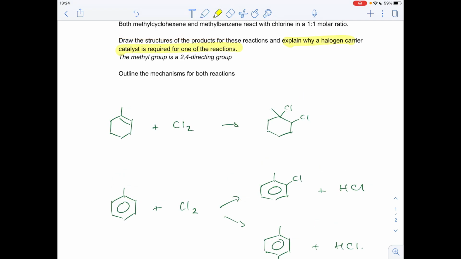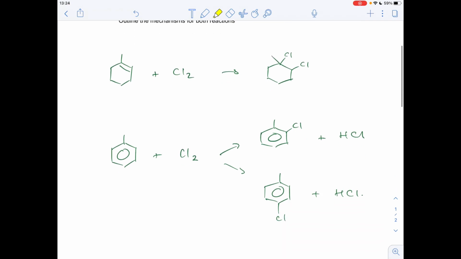So we'll tackle this bit now, explain why a halogen carrier catalyst is needed for one of the reactions. So the reaction that needs the halogen carrier catalyst is the second one, and that's because in this benzene ring we've got a delocalized ring of pi electrons. So the electron density is quite low as a result of that, because they're shared between all 6 carbon atoms. It's unable to polarize the chlorine molecule, and so therefore to get this reaction to go you need either an AlCl3 catalyst or FeCl3.